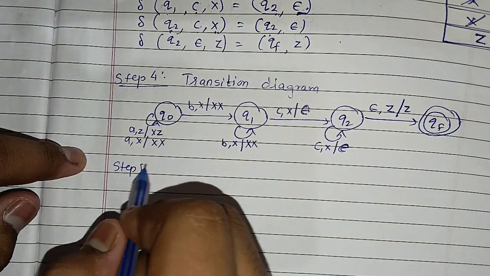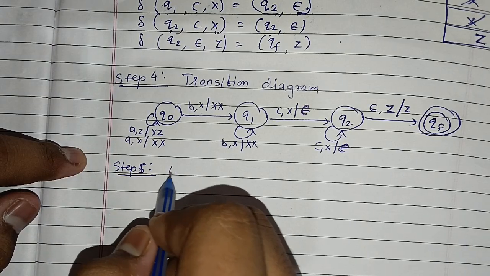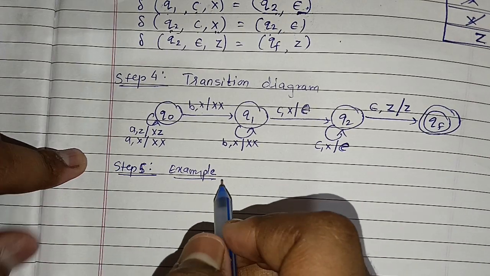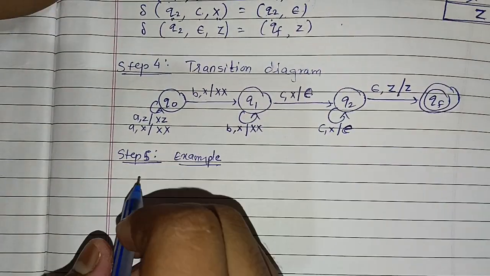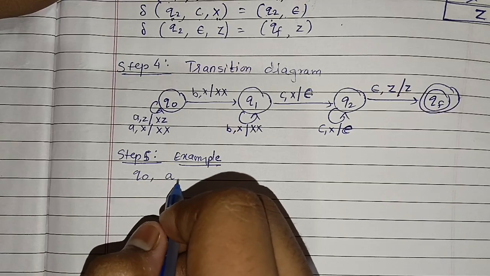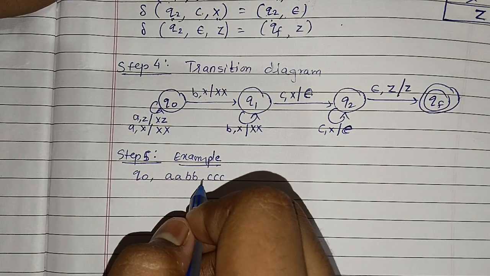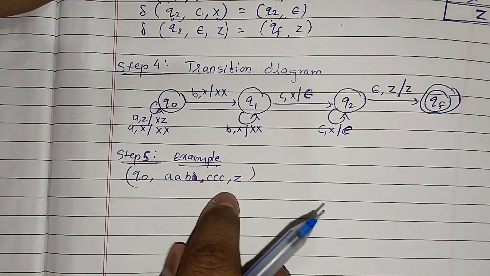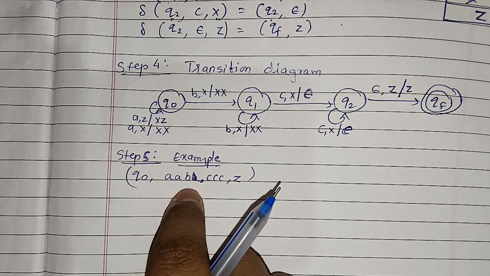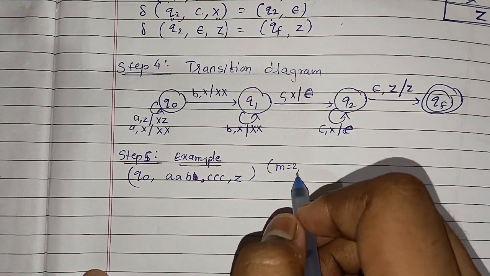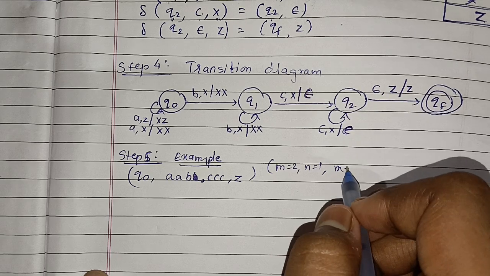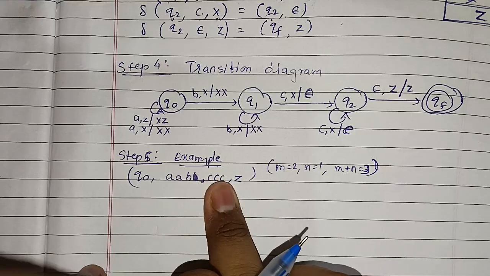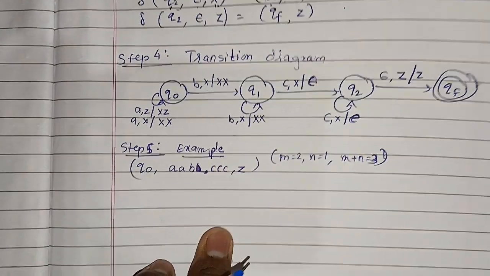Now step 5 is the example. In the example, I am taking a a b c c c. Now see, 2 a's and 1 b. The value of m is 2 and n equals 1, so m plus n is 3. So 2, 1 and here 3, which means it must be accepted. So let's check.